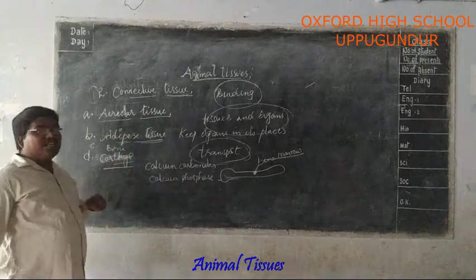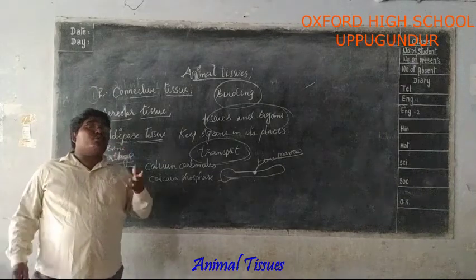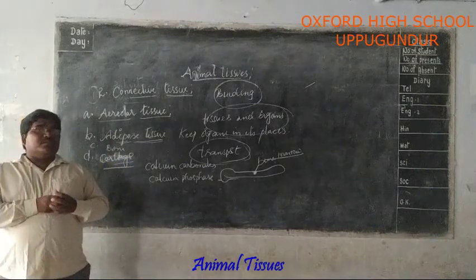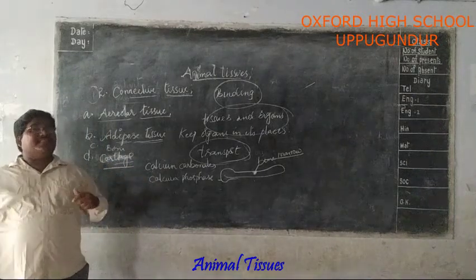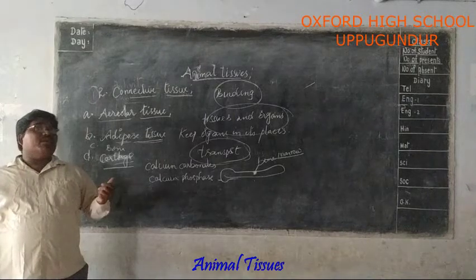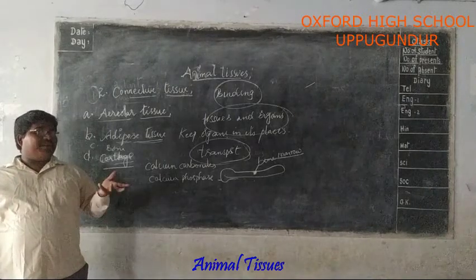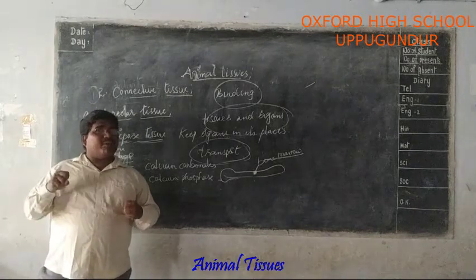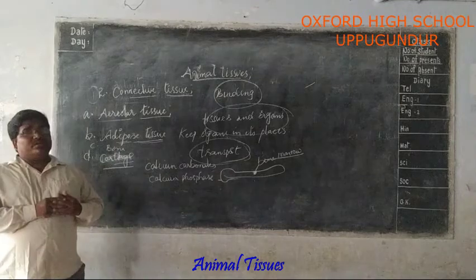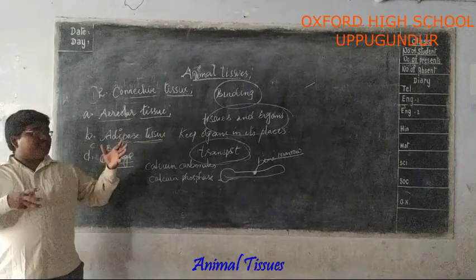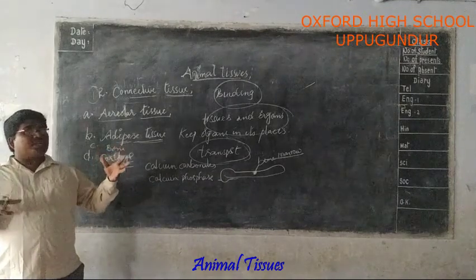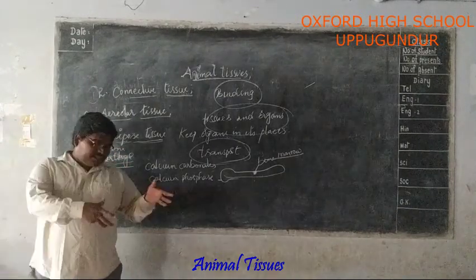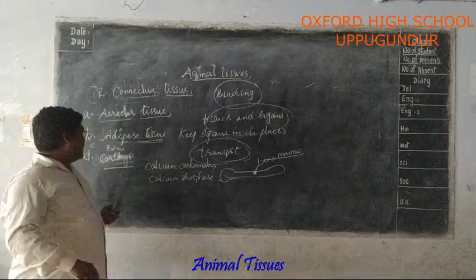This is cartilage. Several vertebrates do not have hard bones during the embryonic time. Instead of that, they have cartilage. Do you understand? They have cartilaginous bones. Some of the fishes, for example shark, have an entire skeletal system made up of cartilage.